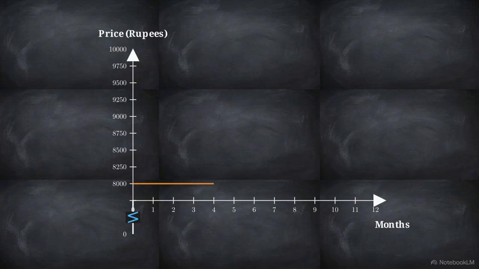For the first 4 months, the price holds steady at 8,000 rupees. Mathematically, a constant, unchanging rate always translates to a perfectly horizontal line. Then demand spikes. The company increases the price by 250 rupees every single month until January. This specific rate of upward change is what we call slope.